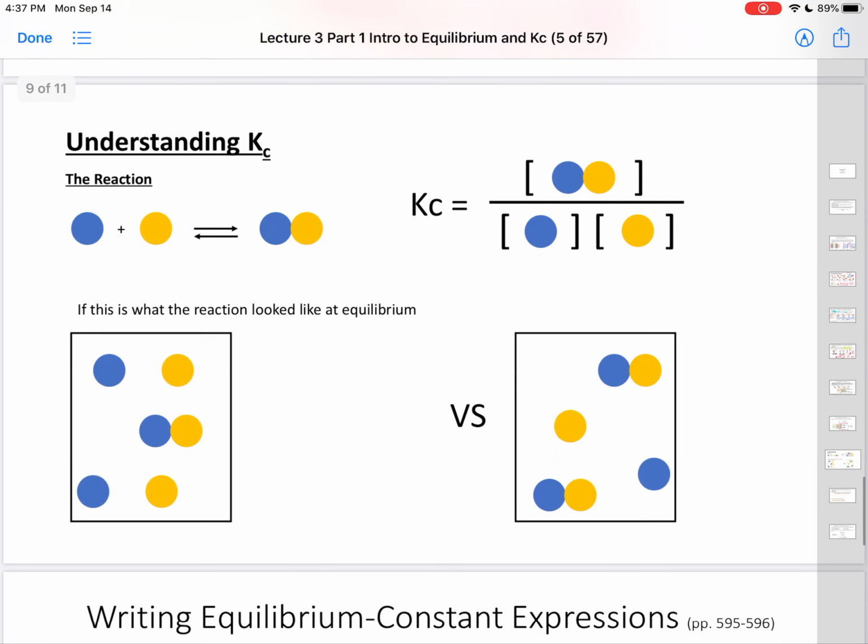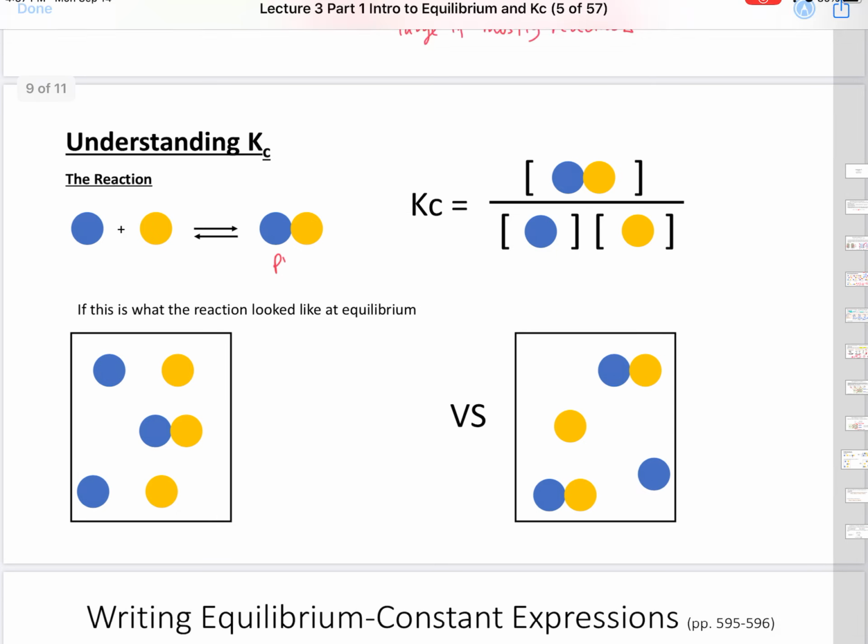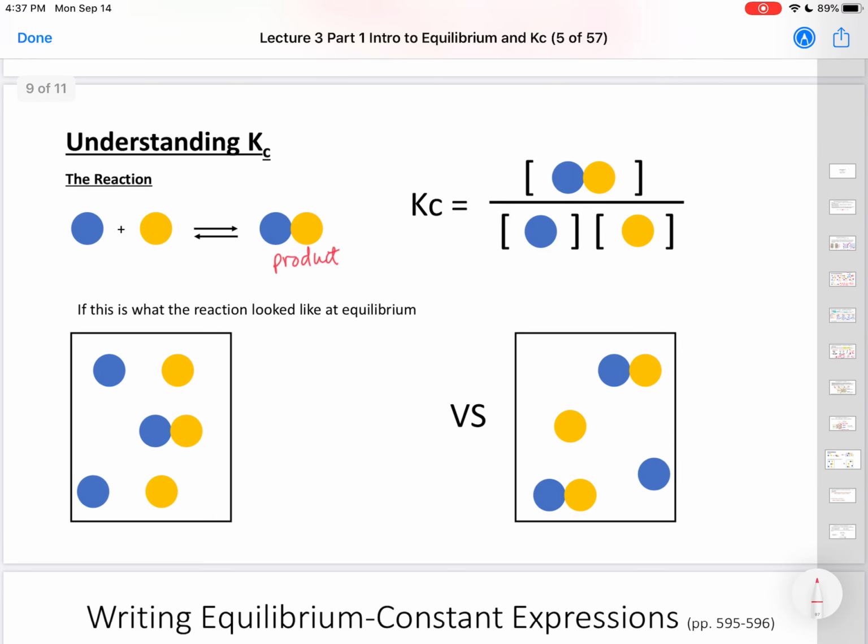Again, I really think pictures help you understand things, so we're going back to the same picture we were looking at before. We have a blue ball and a yellow ball that form blue and yellow together. Remember, this is the product and these are the reactants. So Kc is calculated as the products, in this case just one product, over the reactant concentrations.